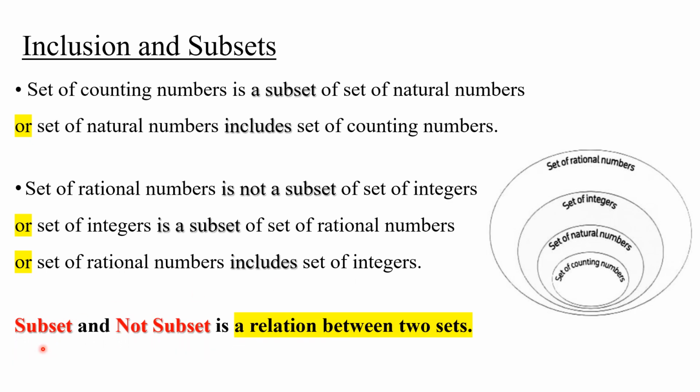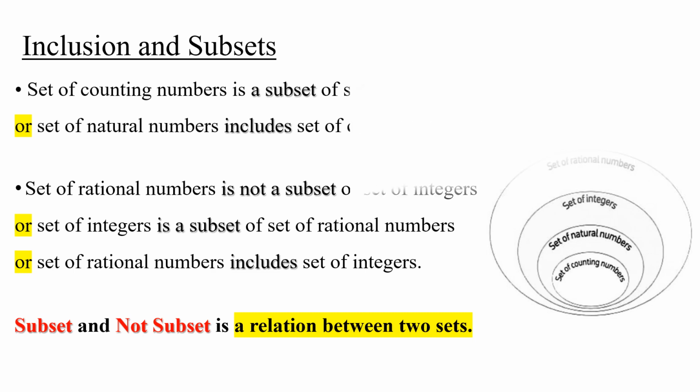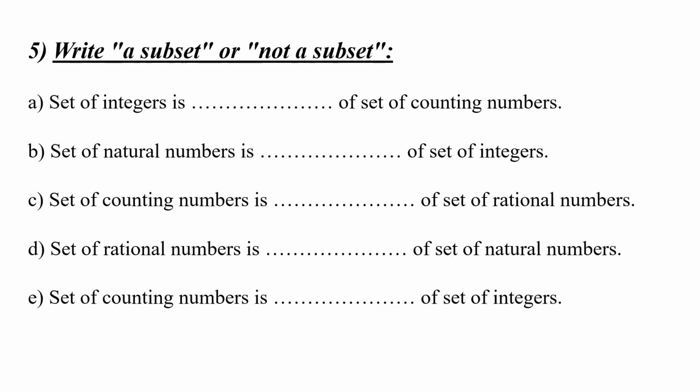So a subset and not subset is a relation between two sets. Now we have exercise 5. Write subset or not subset. The set of integers is blank of the set of counting numbers. The set of integers has 0 and negative numbers, so it can't be a subset of counting numbers. Counting numbers only have 1, 2, 3 and so on, so it isn't a subset.